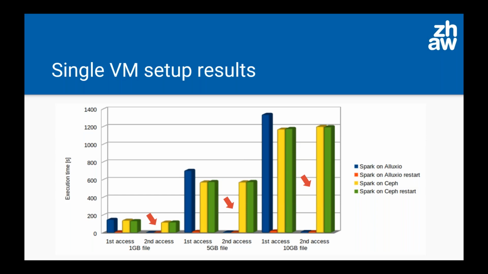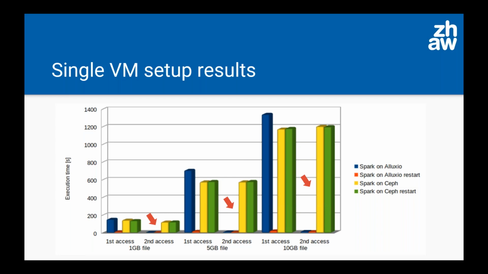Why is this? The main motivation is that the first time, Alluxio goes to the backend storage, on Ceph, we configured Ceph as a backend storage. It fetches the data and brings it up in memory. The data is stored in memory, and then the computation is made. So the results of the first time the file is accessed, the blue histogram here, are almost in line, let's say, with the Ceph approach.